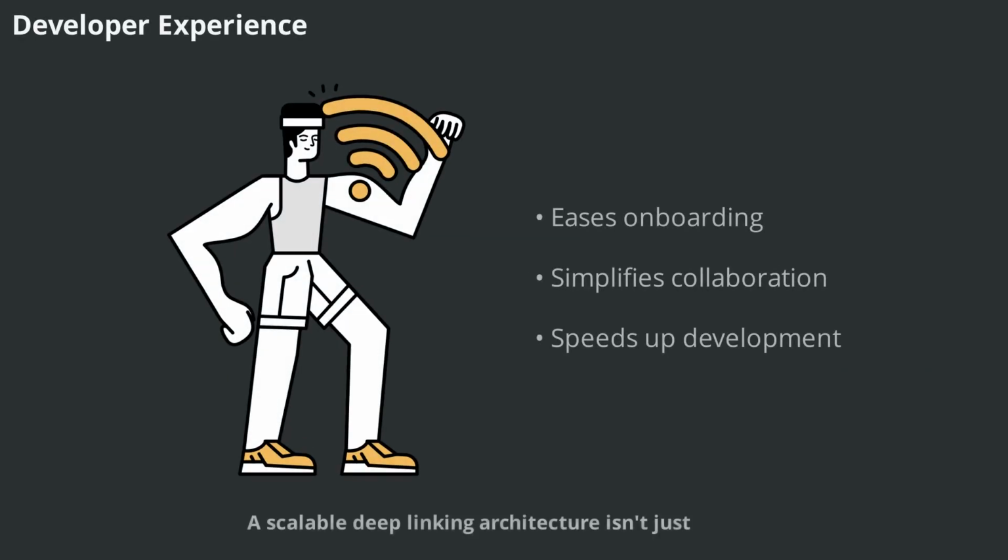A scalable deep linking architecture isn't just good for users, it's also great for developers. Centralized logic, modular components, and clear interfaces make it easier to onboard new team members and collaborate effectively. Developers can focus on building features rather than wrestling with navigation bugs or security issues. This leads to faster development cycles and higher quality apps.